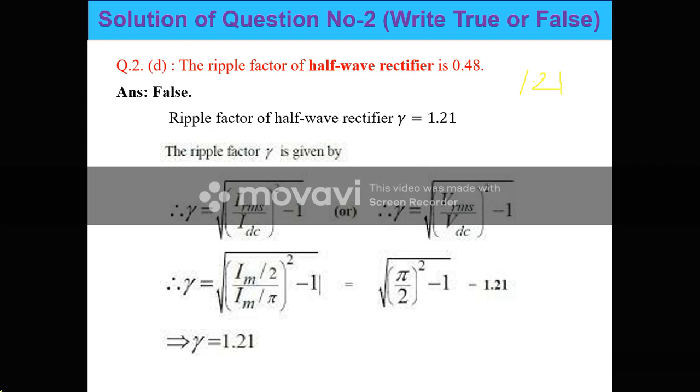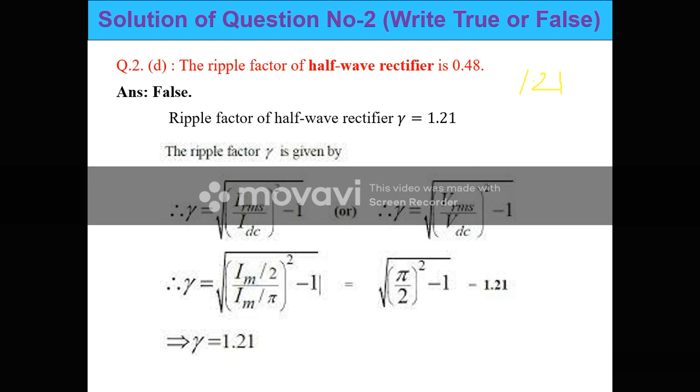Next, see how it is calculated. Just like the previous one, gamma equals I RMS by IDC whole square, minus 1. This is the formula, or we can write V RMS by VDC whole square. R cancels, so it can be written in voltage form or current form. Let's see the current form: I RMS square by IDC whole square.